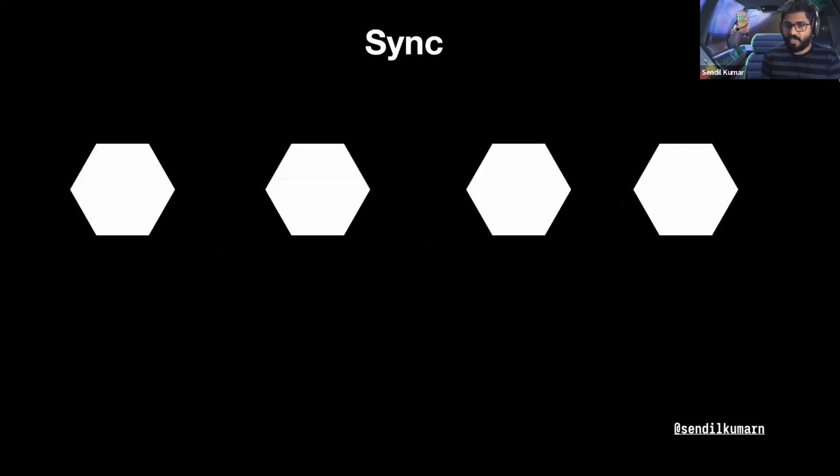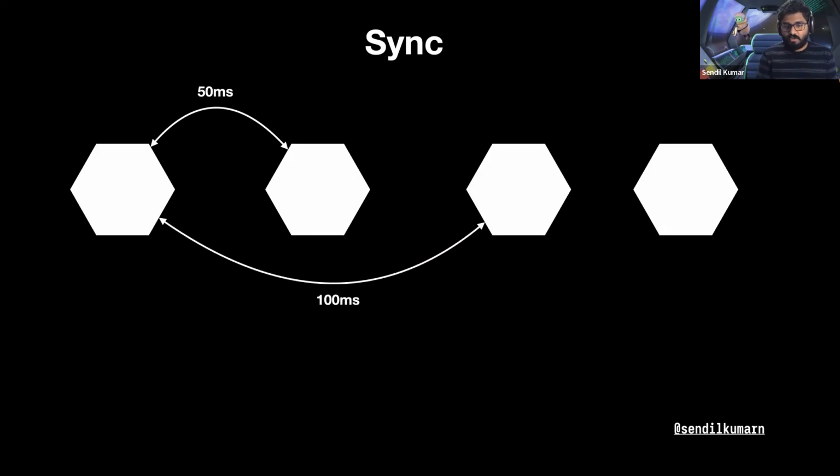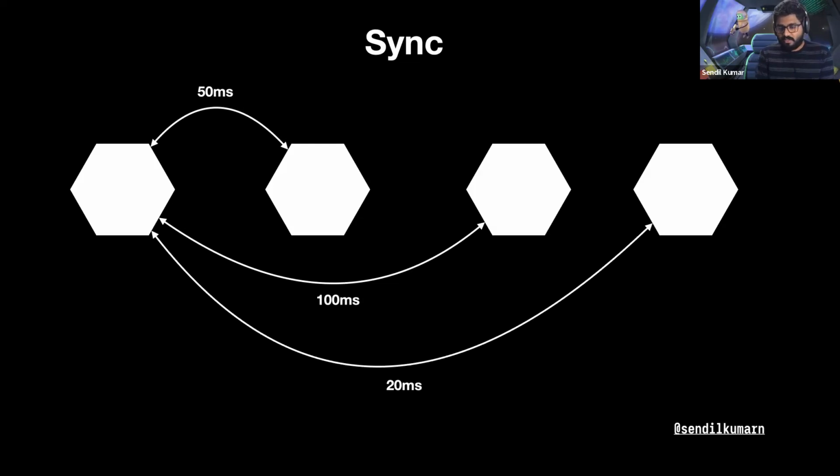Let's consider a scenario where you have 4 services, and all these 4 services need to communicate with each other. In the synchronous way, if a client wants some data, it calls service A, and service A calls the next service, service B, and it takes a latency of 50 milliseconds. Okay, fine, let's assume that. And then service A calls service C, the third service in the picture, and it takes 100 milliseconds. So that is added latency. Finally, service A calls the last service, service D, the fourth one in the picture, and it adds 30 plus 20 milliseconds of latency.